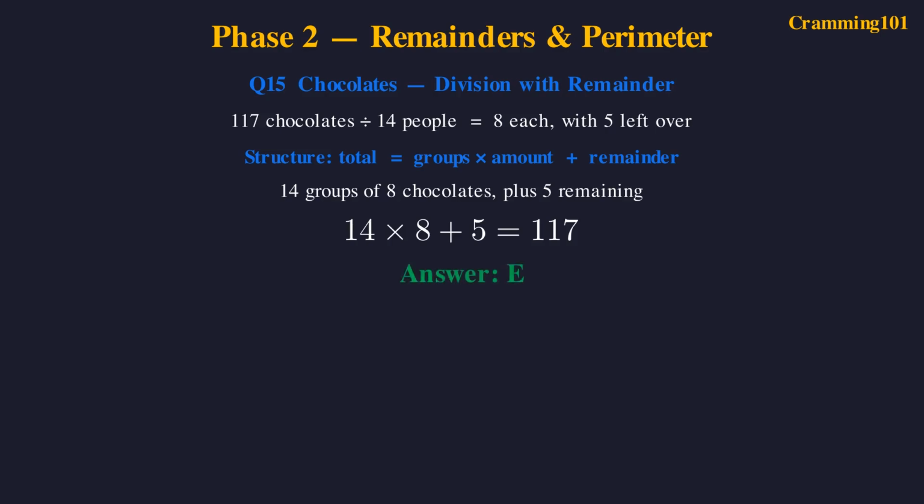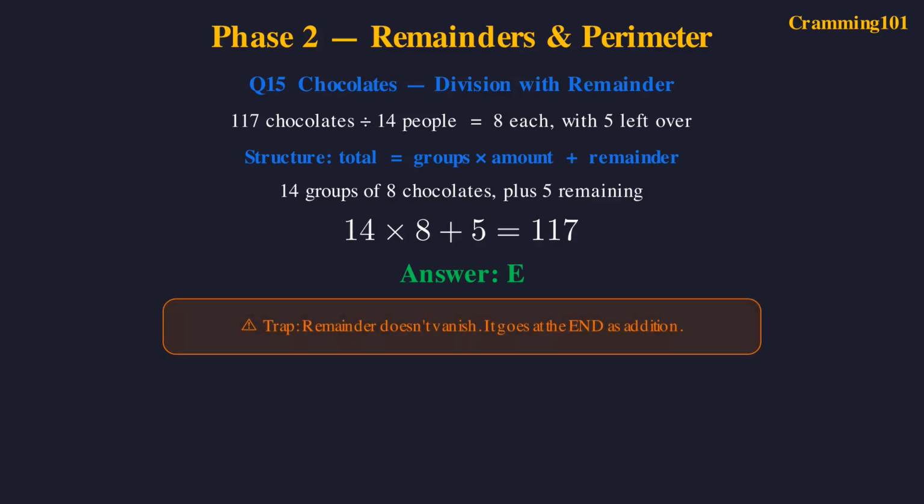The remainder does not disappear into the chocolate universe. It still exists. So the remainder goes at the end as addition. Exam tip. For division with a remainder, use this structure. Total equals groups times amount in each group plus remainder.